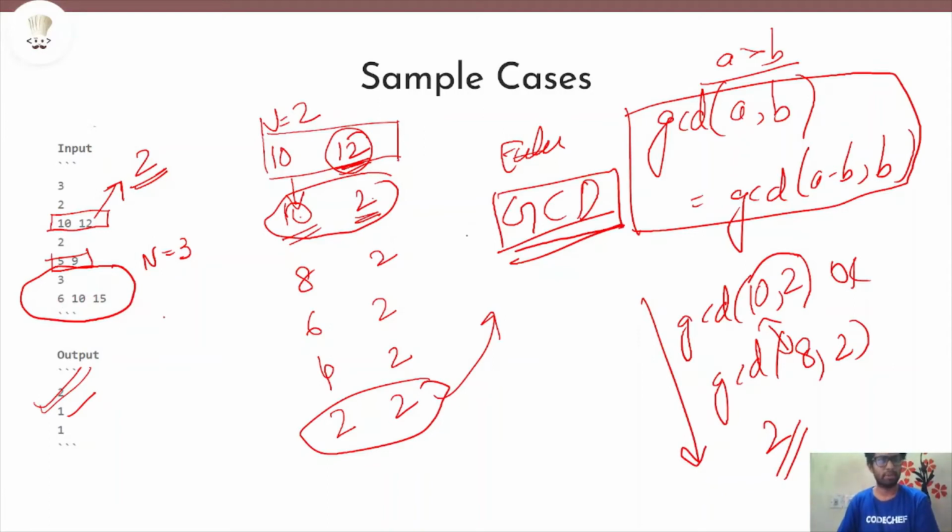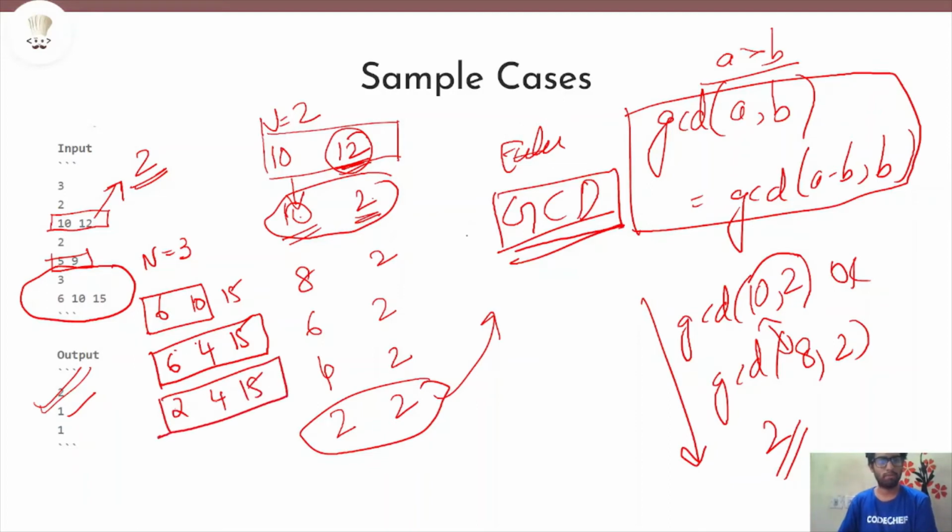If I have 6, 10, and 15, let me do it two ways. First, I'm picking 6 and 10, these two elements which are unequal. 10 is my larger number, so I do 10 minus 6. This becomes 4, this stays 6, and this stays 15. Now let's say I pick 6 and 4. 6 is my larger number, so I get 2, 4, and 15. Now let's say I pick 2 and 4. 4 is the larger number, so it becomes 2, 2, 15.